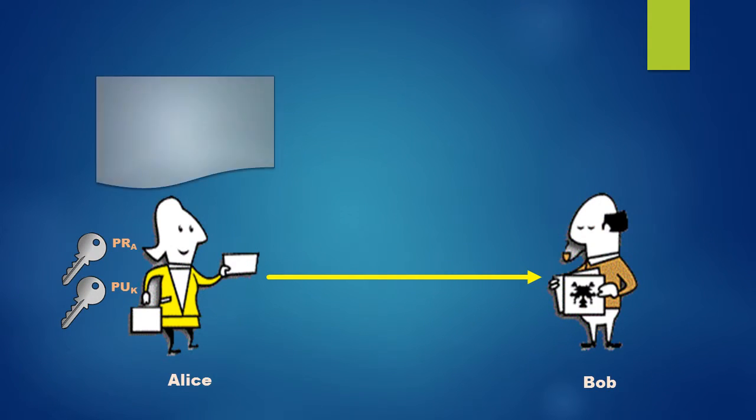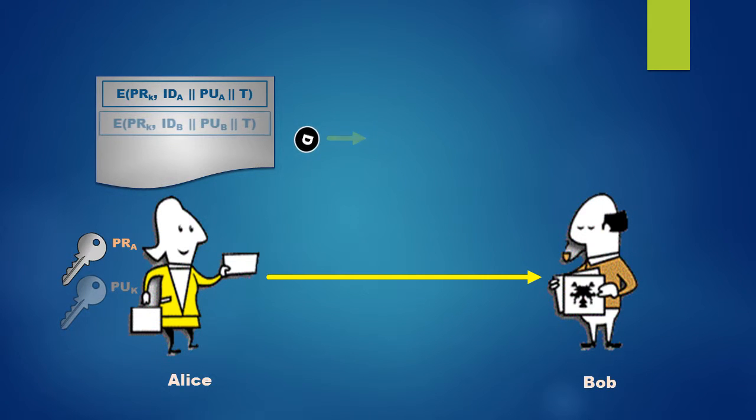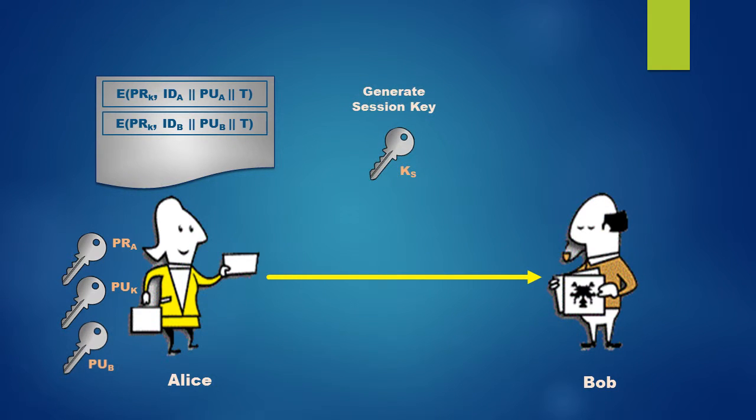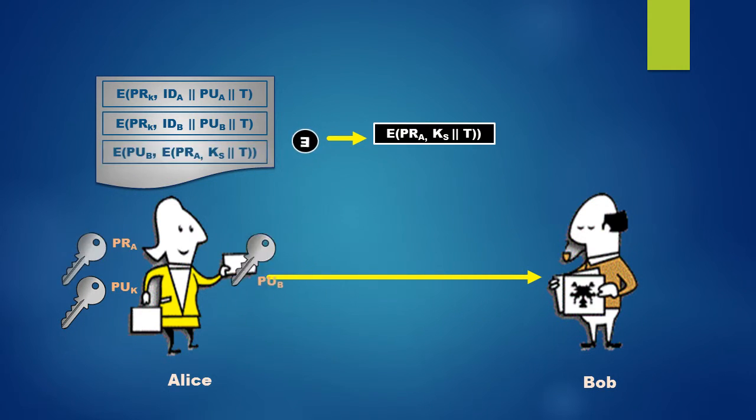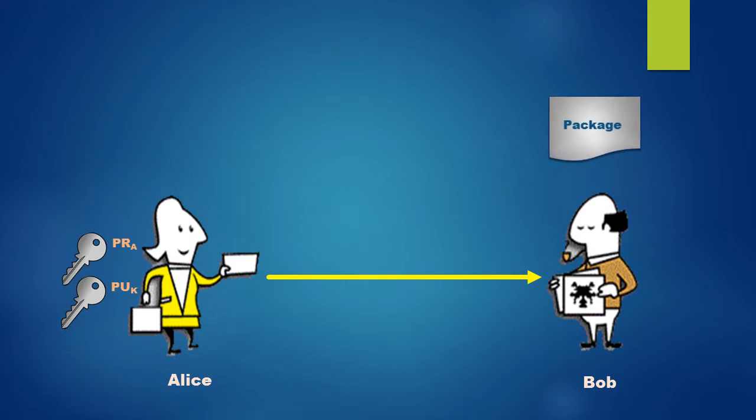Alice receives the package and decrypts them to retrieve the timestamp, which is used to verify that it's a fresh exchange, and also decrypts to retrieve Bob's public key. Alice then generates a session key, where the session key and a timestamp is encrypted using Bob's public key. Alice then sends the package to Bob.